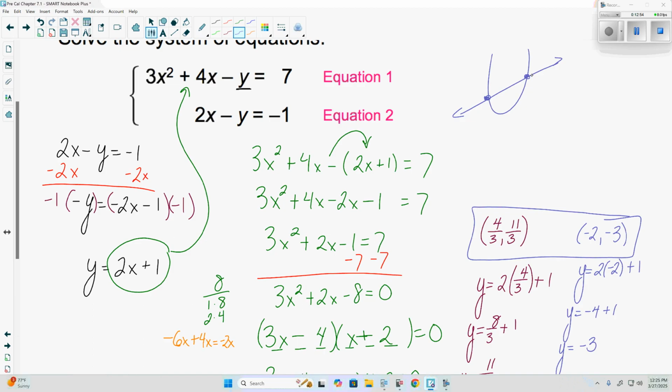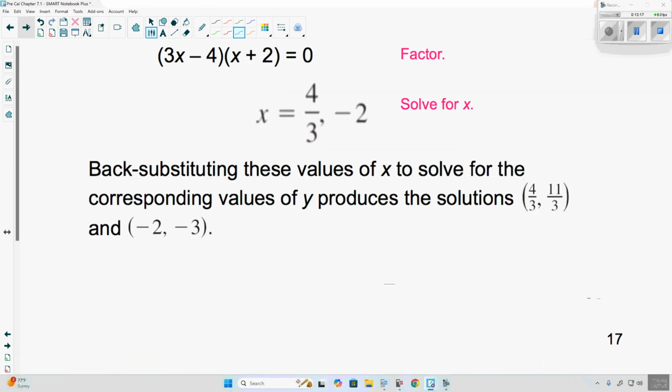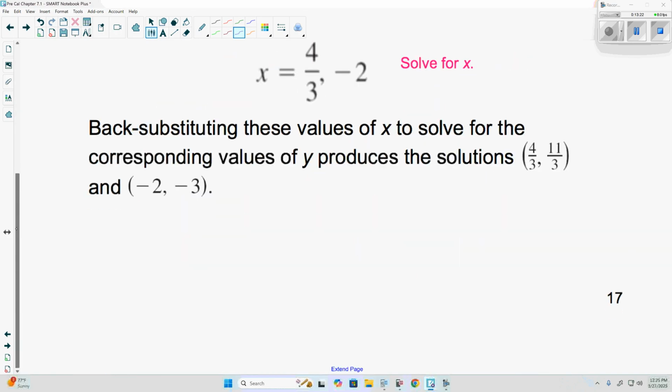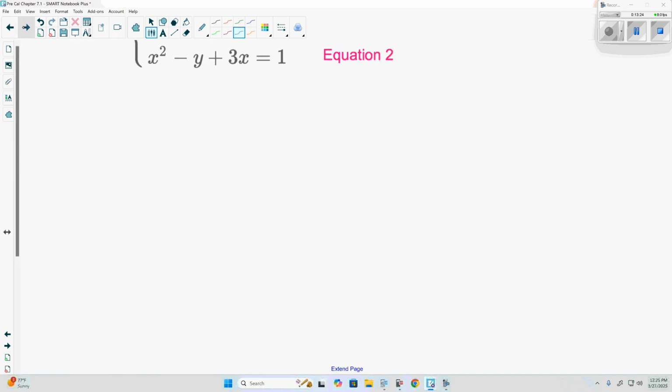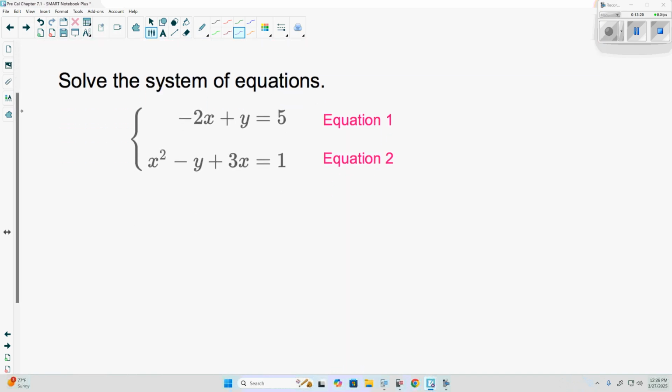It is possible to have a quadratic and a linear equation and only have it intersect at 1 point, no points, or 2. Questions on this here? Four thirds, negative 2; 4/3 comma 11/3; and negative 2, negative 3. Questions on how we did this here?